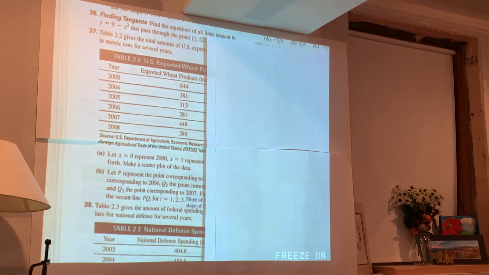Alright, so the question says, find the equations of all lines tangent to y equals 9 minus x squared that pass through the point (1, 12). Okay, so find the equations of all lines that are tangent to y equals 9 minus x squared that pass through the point (1, 12).